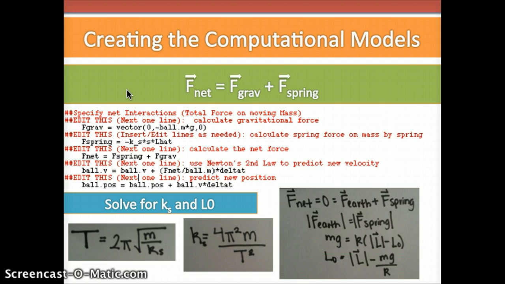I created the models on the assumption that the total net force is equal to the force of the gravity and the force of the spring. The gravity force was constant, but the spring force had to be recalculated every time using iterations because it changed depending on the position and stretch of the spring.